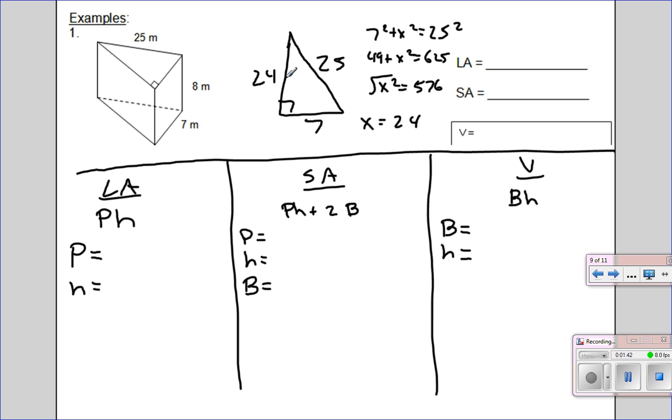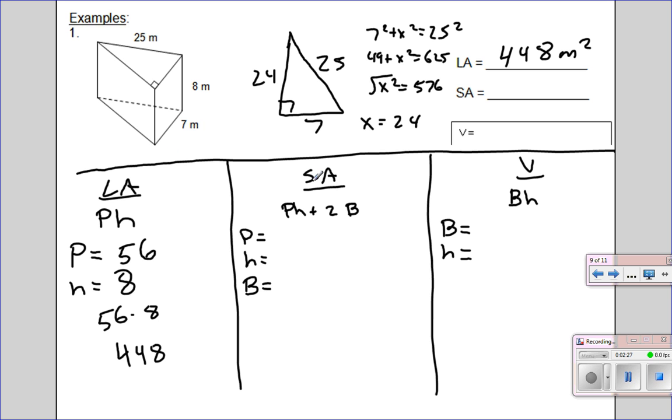So to find the perimeter, I just add up the three sides. I get 24 plus 25 is 49, plus 7 is 56. So the perimeter of the base is 56. Now, I keep looking at my shape, and I figure out, well, what's the height? In other words, what's the distance between the two bases on this object? Well, 8. 8 is the distance between the bases. So I just plug in now 56 times 8. Type that in my calculator, and I get that the lateral area is 448. And since it's area, it's meters squared. So that's the area around the shape, not including the bases.